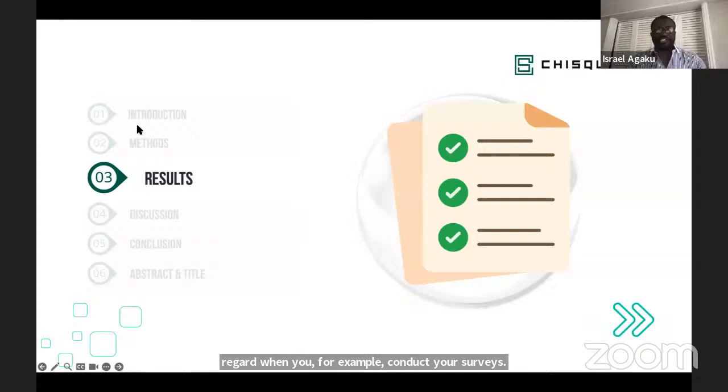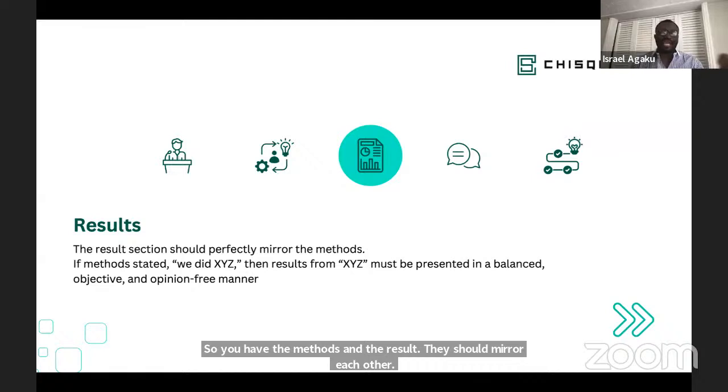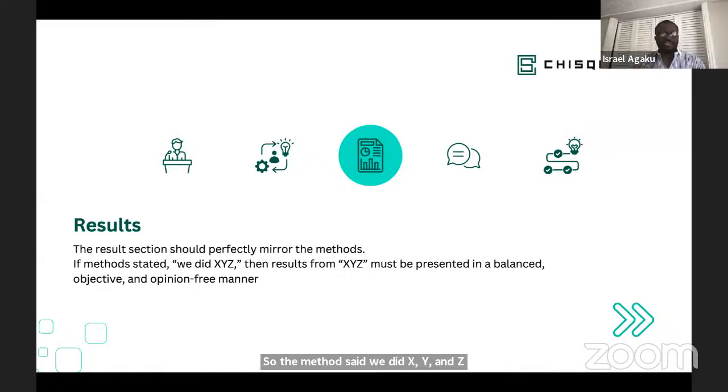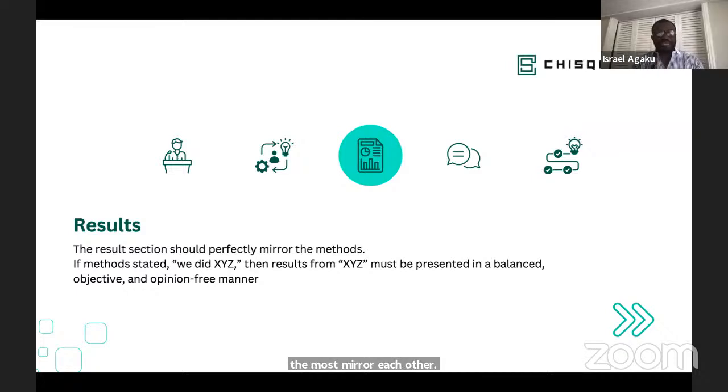Now, the results section. The results section should perfectly mirror the methods. So you have the methods and the results. They should mirror each other. So the methods said we did X, Y, and Z. The results should say, here are the results from X, Y, and Z that we did. They must mirror each other. So there are two sections of the manuscript that are supposed to be perfect mirror images of each other.